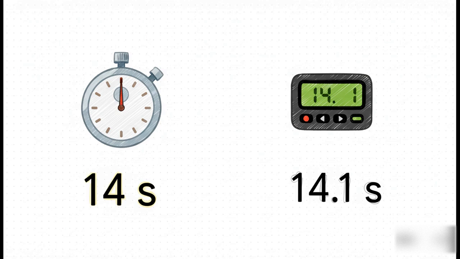Now look at the digital one. It gives you 14.1 seconds. Here, the 1 and the 4 are solid, they're certain. The final 1 is the estimated digit. See the difference? More sig figs means a more precise measurement. The digital stopwatch is just a better tool for this job.